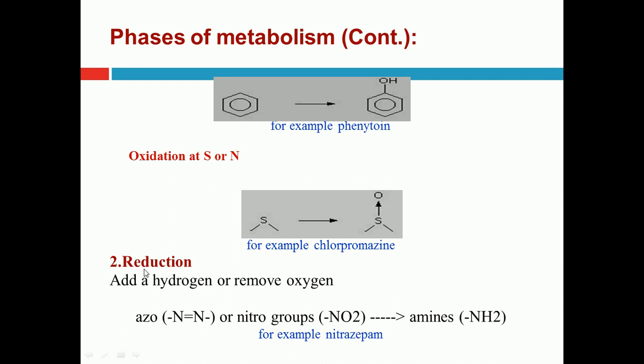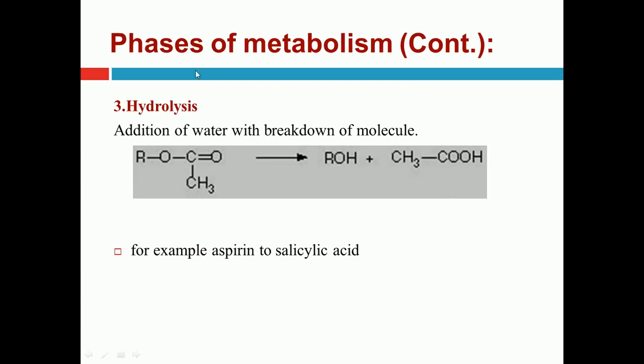Then the second type of reaction is reduction. Reduction is adding of hydrogen or removal of oxygen from any group. For example, azo, which is nitrogen, or nitro groups NO2, become amine NH2. This is called reduction. Then the third type of phase 1 metabolic reaction is hydrolysis.